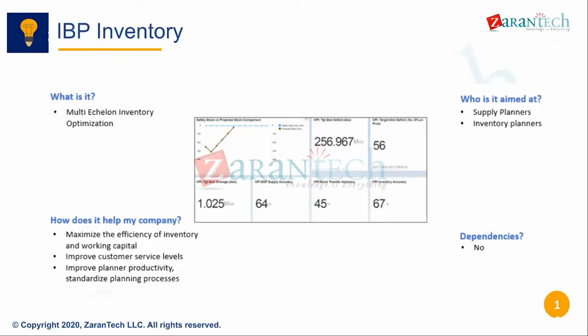So this is what we are trying to maximize: the efficiency of our inventory, improve the customer service levels, and standardize the planning processes. And this is how it helps to improve our planner productivity. SAP Inventory is a module that has brought the world to understand that stocks are very important all across the globe. We have to maintain correct inventory levels if we want correct supply planning. And SAP IBP Inventory is a perfect solution for maintaining perfect stock levels at different manufacturing units, distribution centers, or hub or spoke locations.